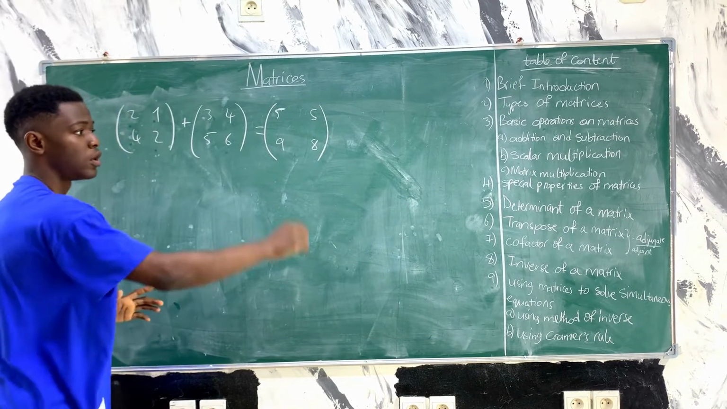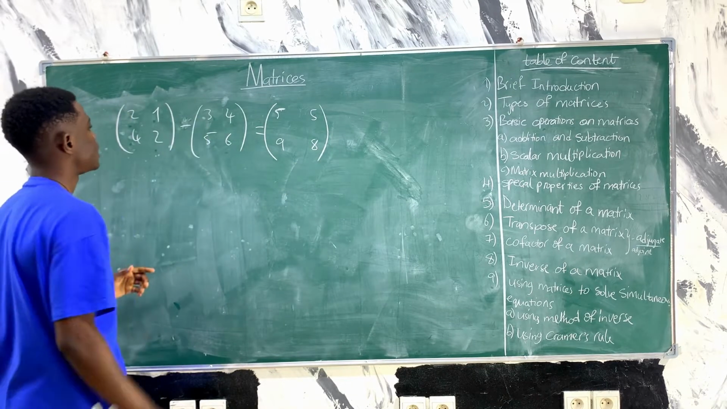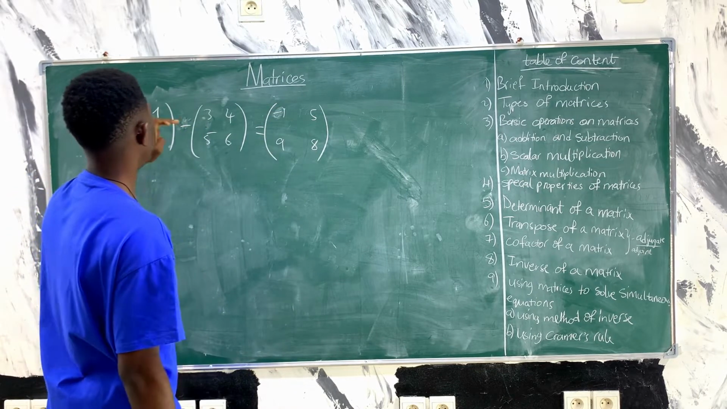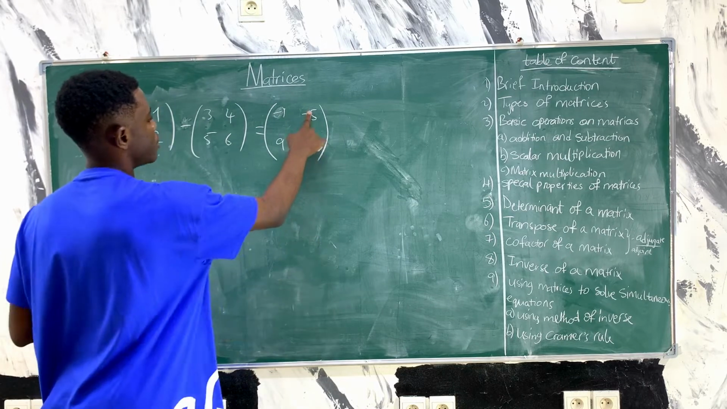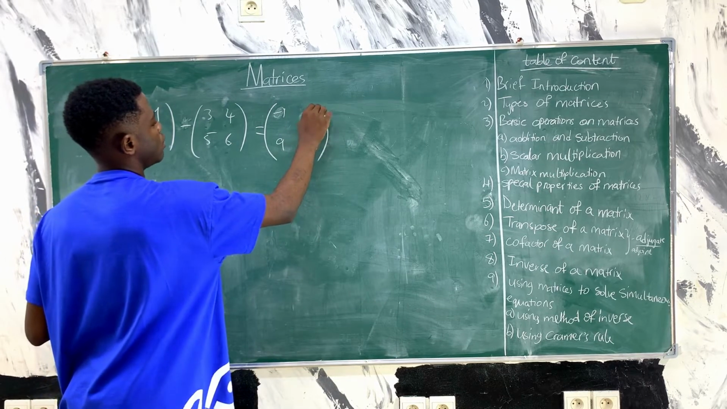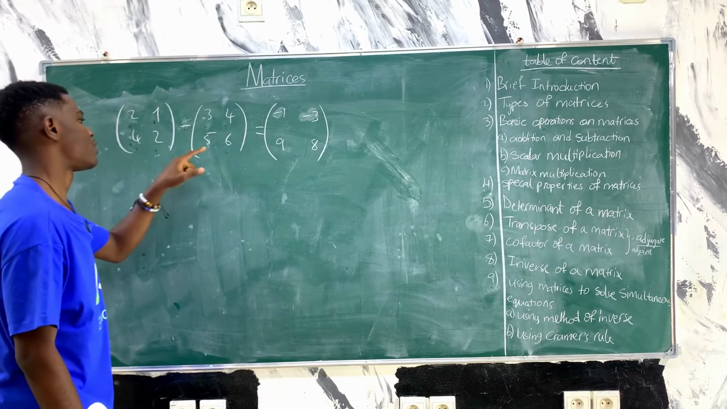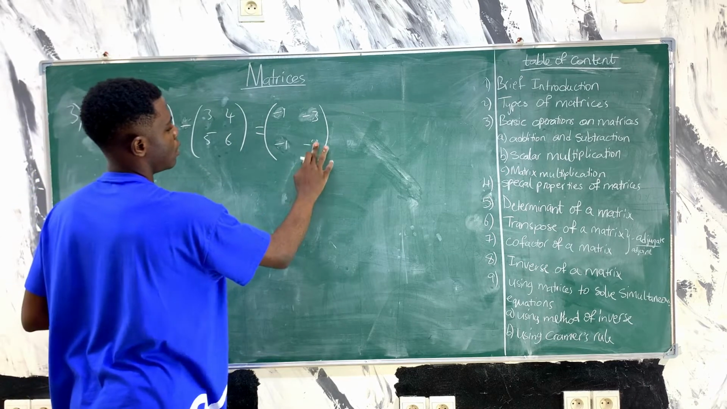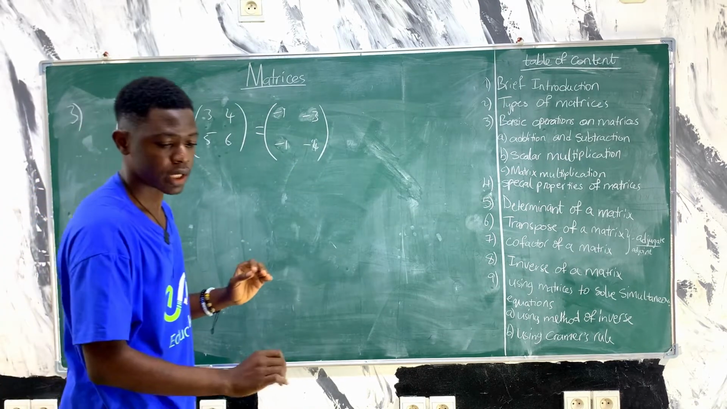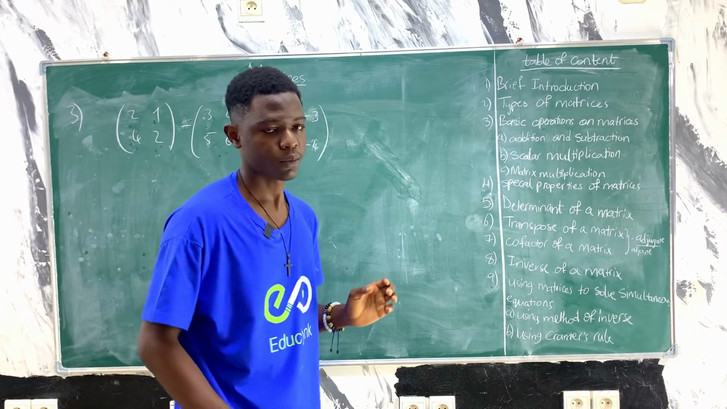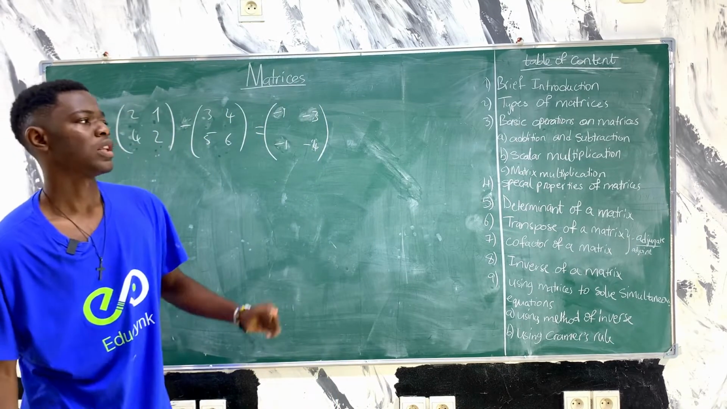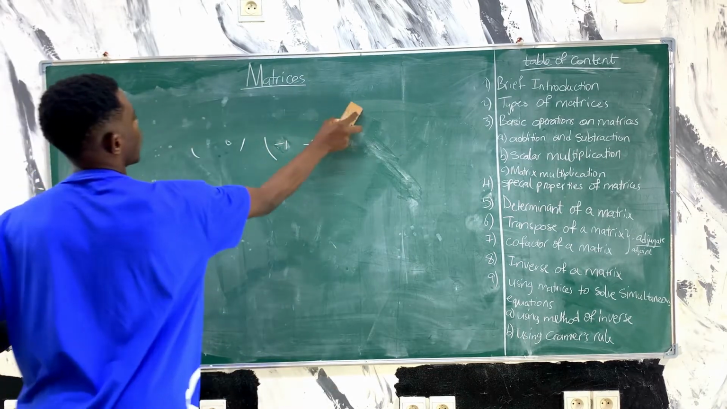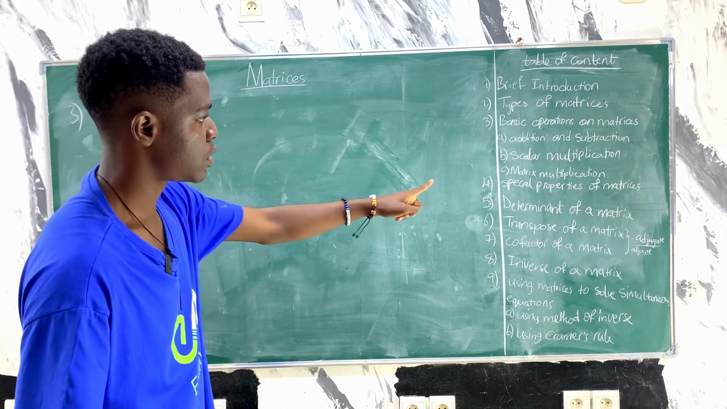And it is the same for subtraction of matrices. Just as easy as that. 2 minus 3 is minus 1. 1 minus 4 is minus 3. Sorry, 4 minus 5 is minus 1. And 2 minus 6 is minus 4. You just subtract just like you subtract your natural numbers. That's just it. So that is about addition or subtraction of matrices. I think it is well understood.